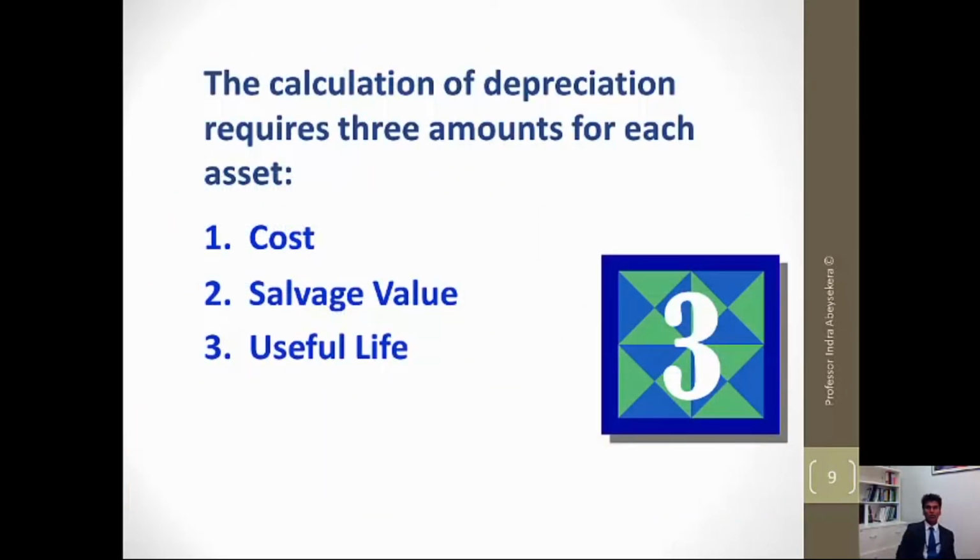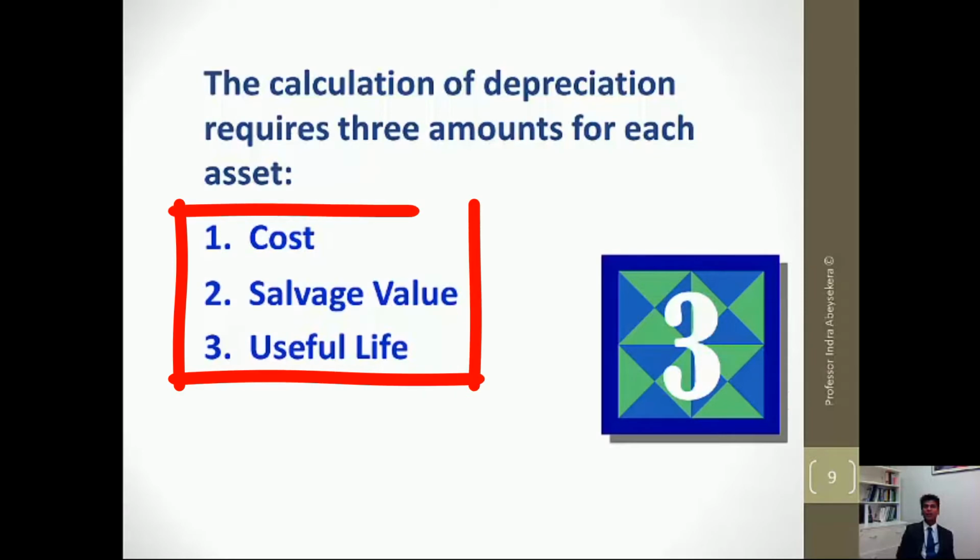For us to determine depreciation, there are three amounts that we require. One is the cost. When I say cost, it is the cost of the asset, bringing it to use, because that is the asset value. Then the salvage value or the residual value. That is the final disposal value. Sometimes there's no disposal value. It is zero. And then the useful life.